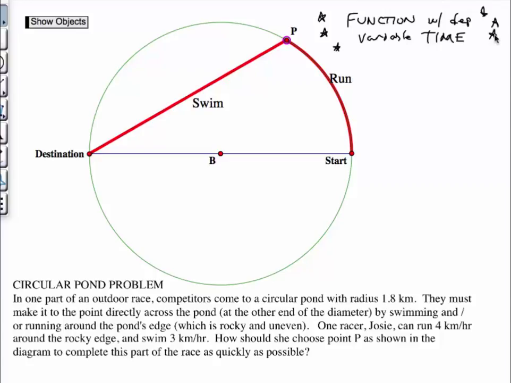Okay, so what's the structure of that function going to be like? Time equals what? Let's just get something down. Let's just get started. Time equals what? Time it takes for her to run plus the time it takes for her to swim. I love it. Time to run, one thing at a time, plus time to swim.